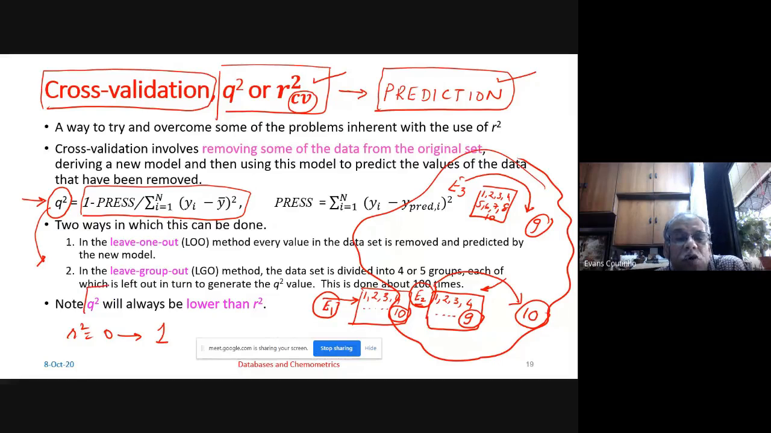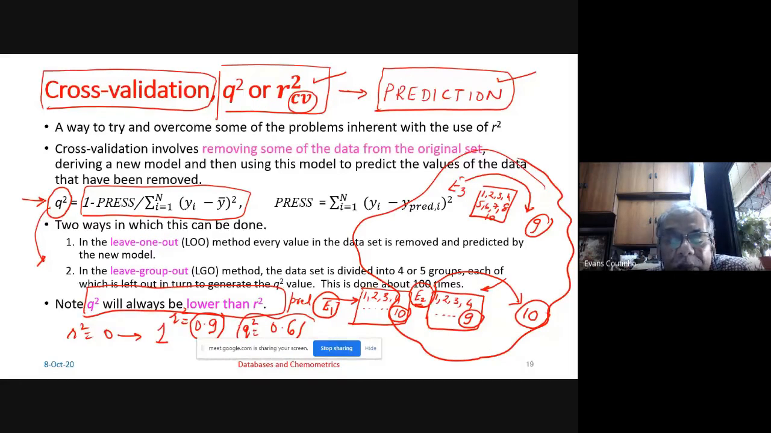Now, we must note that Q square will always be lower than R square. So if R square is about 0.9, when I do this exercise of cross validation, I may get a Q square equal to 0.6. Just like R square equal to 0.9 means 90% of the molecules in my data set have been correctly fitted by the regression line, Q square tells me that 60% of the molecules have been correctly predicted. That means 40% of the molecules, their predictions have been in error.